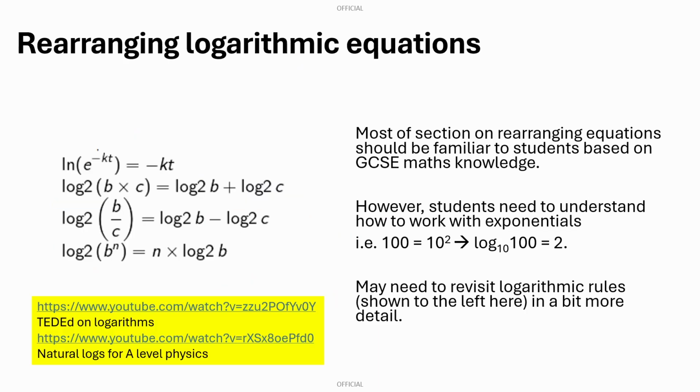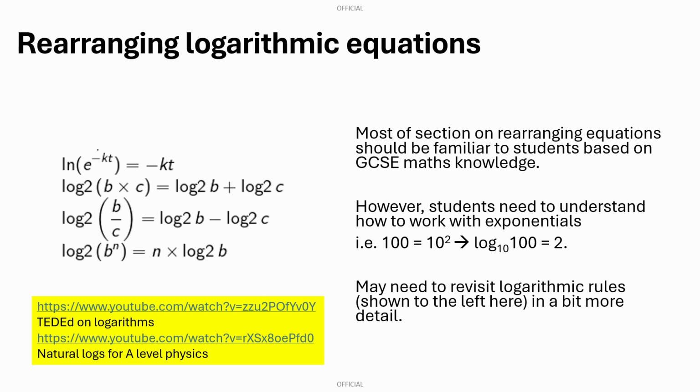Okay, so this all looks fine to me. You've mentioned here that they may need to revisit logarithmic rules. I would agree with that. Most GCSE maths syllabuses don't have logs in them, so this may well be new to all of your students. And some of your students, if they're not taking A-level maths, may not get taught this until they arrive in your classroom. So it's really worth spending a bit of time on this.